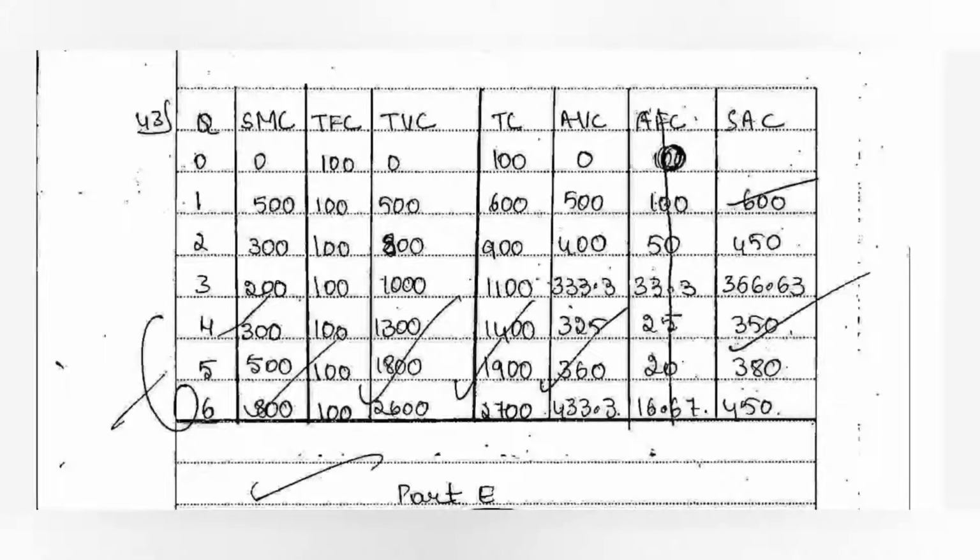Short run average cost, how will we calculate? Total cost divided by quantity. 100 divided by 0 will be 0. 600 divided by 1 will be 600. 900 divided by 2 will be 450.